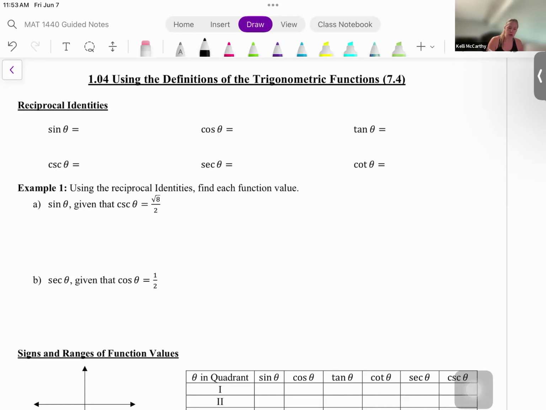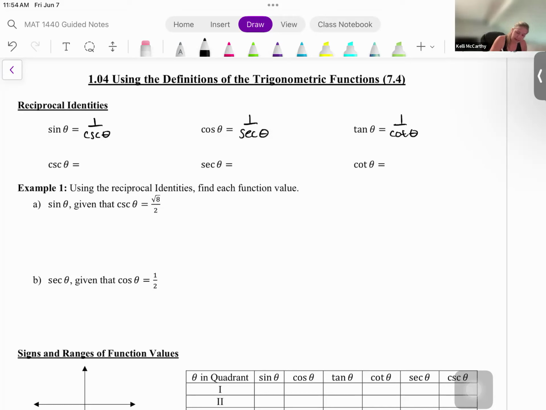Sine is the reciprocal of cosecant. So sine of theta is equal to 1 over cosecant theta. Cosine is the reciprocal of secant. So cosine theta is 1 over secant theta. And tangent is the reciprocal of cotangent. So tangent theta is 1 over cotangent theta.